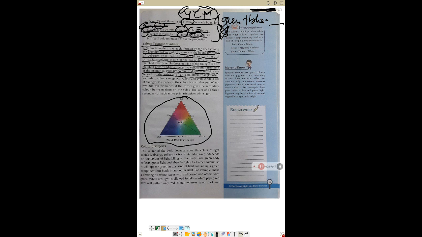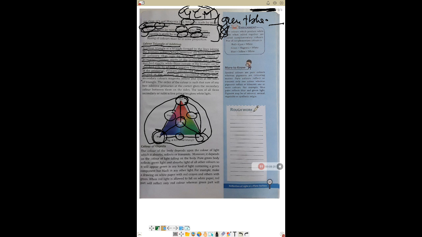So we have an equilateral triangle here. So at the vertices, this is your red, this is your blue, this is your green. So when you mix green, red and blue, what do you get? You get white. Understand? When you mix red and green, you get yellow. When you mix blue and green, what do you get? You get cyan. When you mix blue and red, what do you get? You get magenta. So they are all what? Mixed in this way. You can mix and you can obtain any other colors.